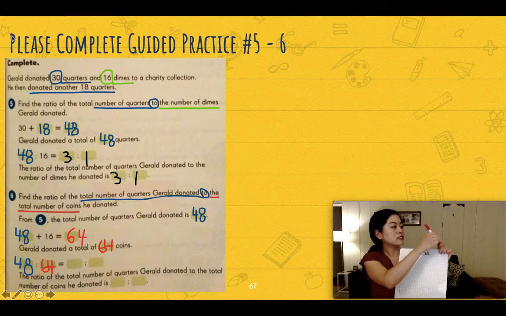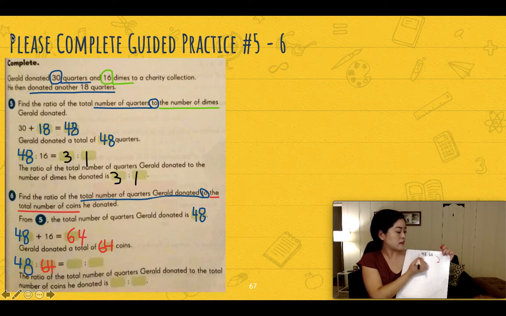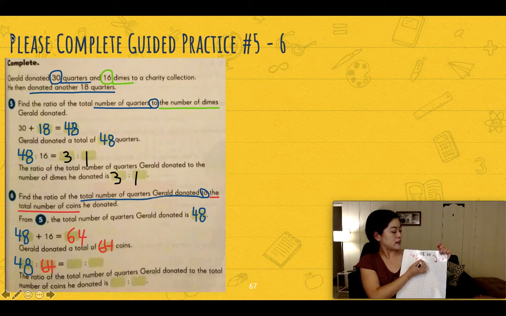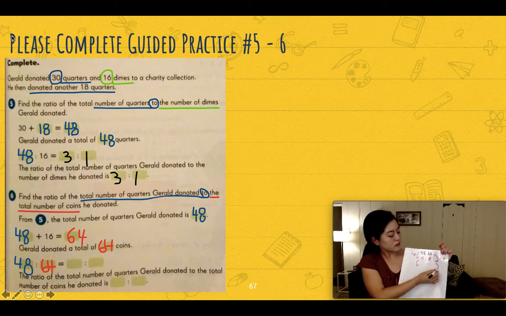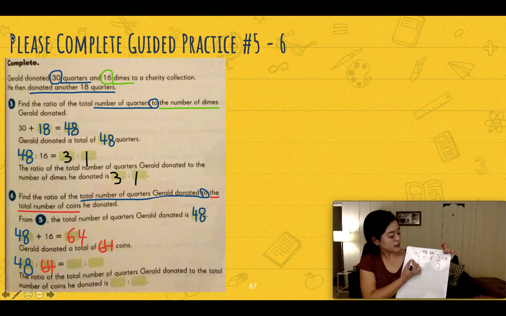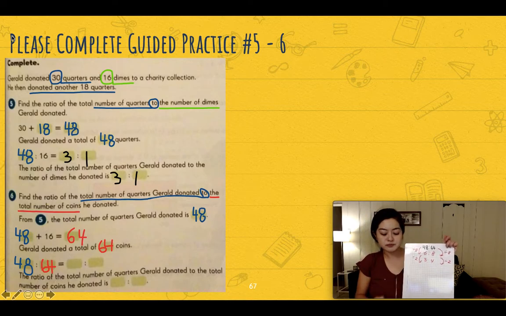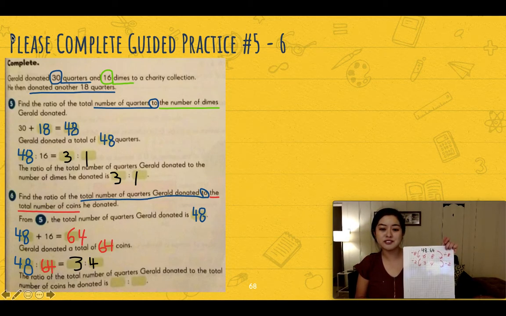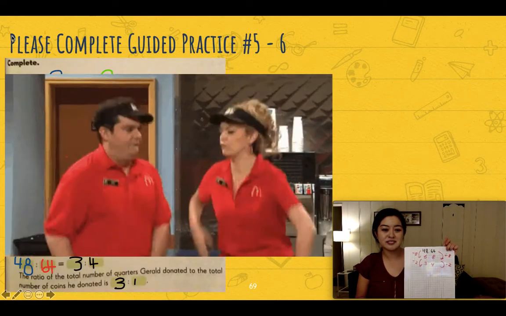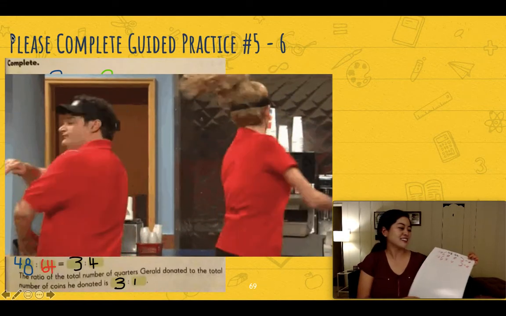And let's try to find a common factor. If we can find the greatest common factor, that'd be great. Okay, immediately I see both terms can be divided by 8. So 48 divided by 8 is 6. 64 divided by 8 is 8. Okay. I'm gonna divide by 2 because they're both even numbers. 3 to 4. Okay, so 48 to 64 simplifies to 3 to 4. All right, good job.